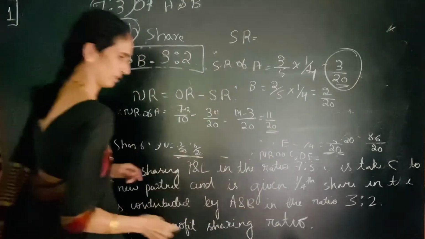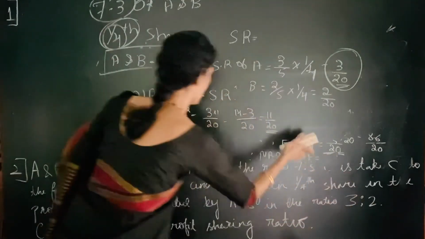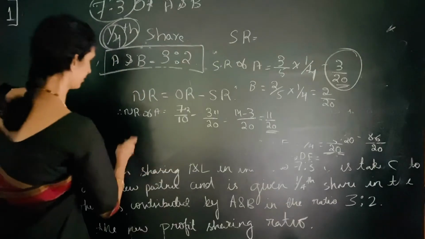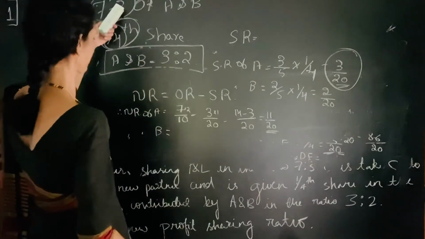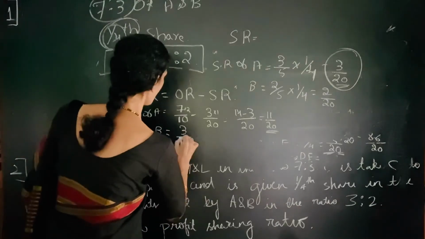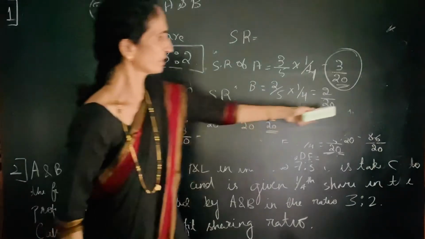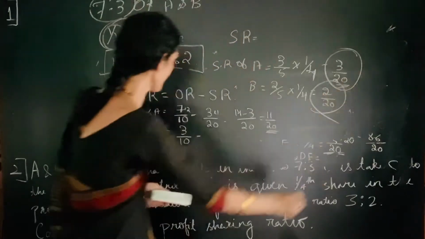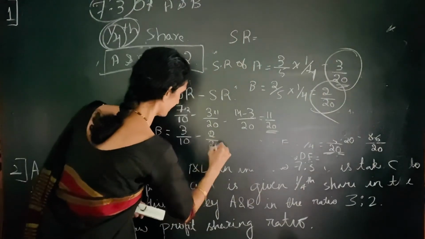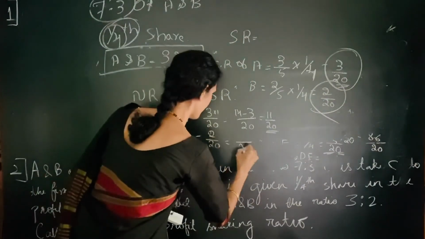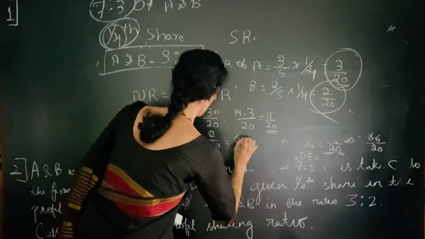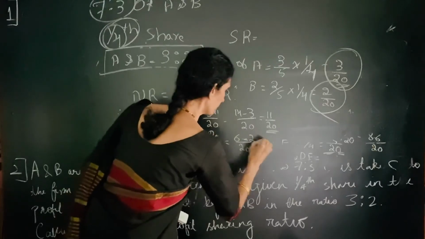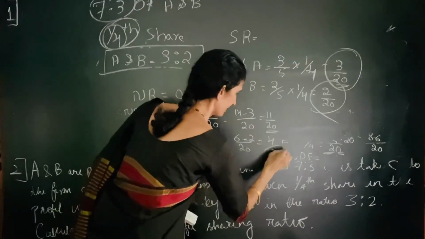Then like that we have to calculate for B also. Therefore the new ratio of B is equal to its old ratio, 3 by 10, minus the share sacrificed by him, 2 by 20. Common denominator is 20. Here multiply by 2: 6 minus 2 is 4 by 20.